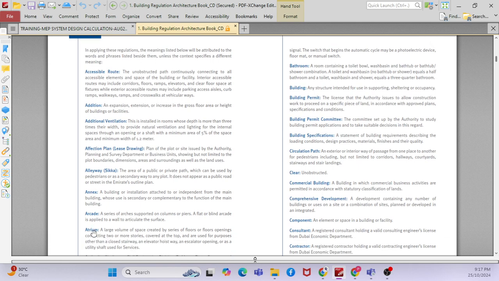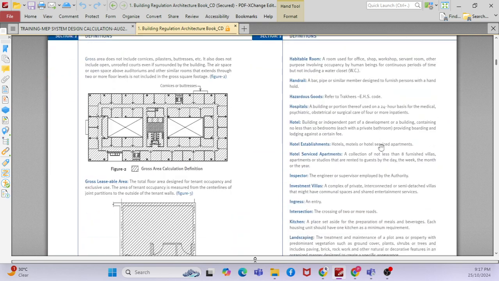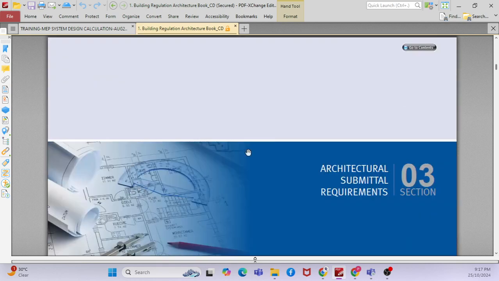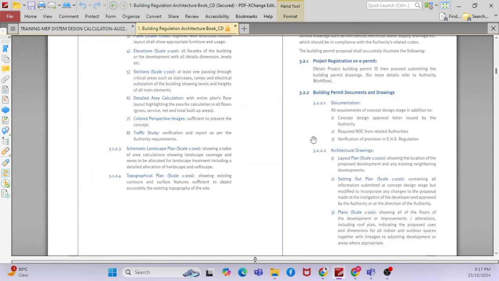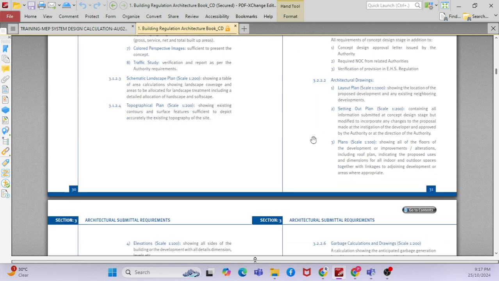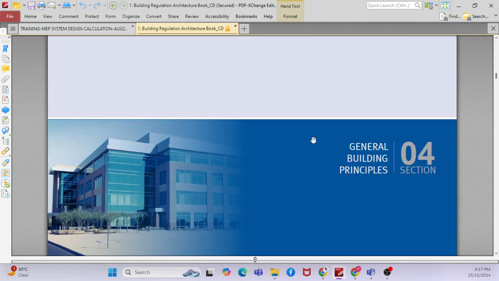Say, what is an atrium, what is a bathroom, there are definitions, right? If you go further down, there is space planning. For example, this is the space planning, based on the plot available from the owner. If you go further, architectural submittal requirement: what is the documentation to be done to get the architectural approval? That is given here, right?